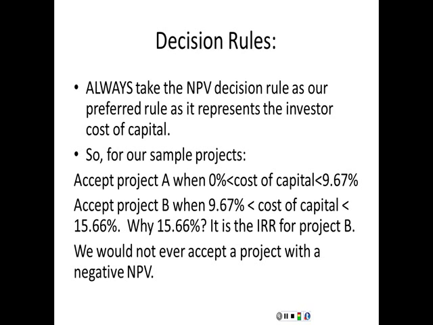So to summarize, always take the NPV decision rule as our preferred rule because it represents our investor. So summarizing our graph, we would take project A from 0% up to 9.67 because it has a higher NPV. We would take project B from 9.67 all the way up to 15.66. Well, 15.66 is the internal rate of return for project B, or in other words, where the NPV equals 0. We never take a negative NPV.